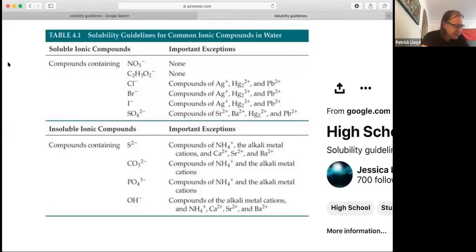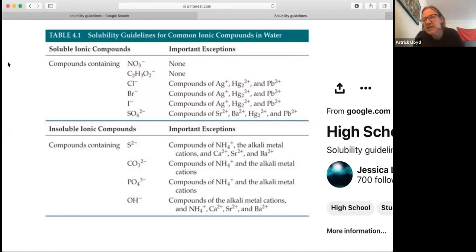So it says Table 4.1, solubility guidelines for common ionic compounds in water. These are essentially the same ones that are in your textbook, in your ebook. What's generally set up is two groups of rules. The first group are the ionic compounds that dissolve into water. So for example, if a compound has the nitrate ion, NO3 minus, it dissolves. So you know it's going to be aqueous.